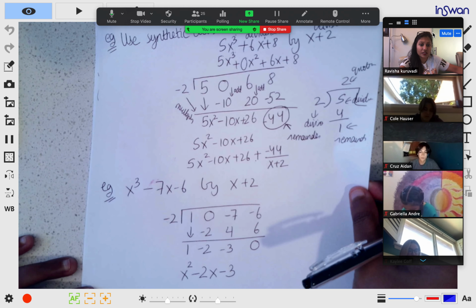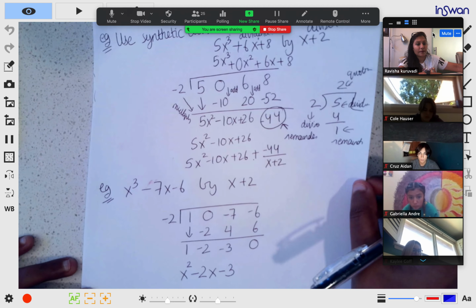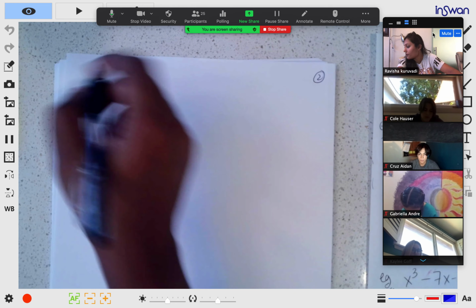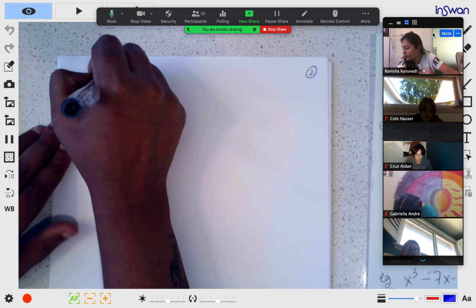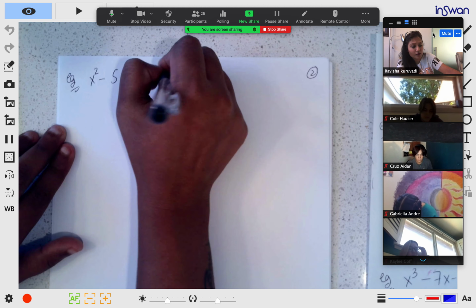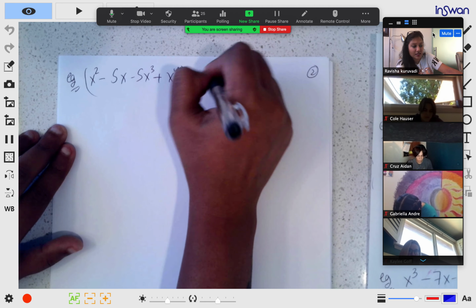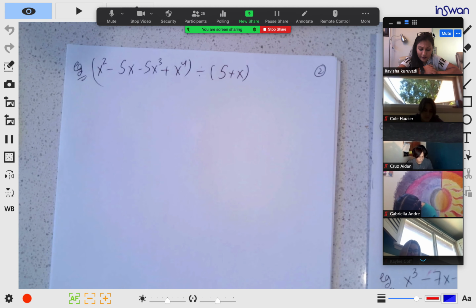Everyone done copying? So I want you to do this problem yourself. I want you to divide x square minus 5x minus 5x cube plus x to the power of 4 by 5 plus x. You're going to divide this by 5 plus x.